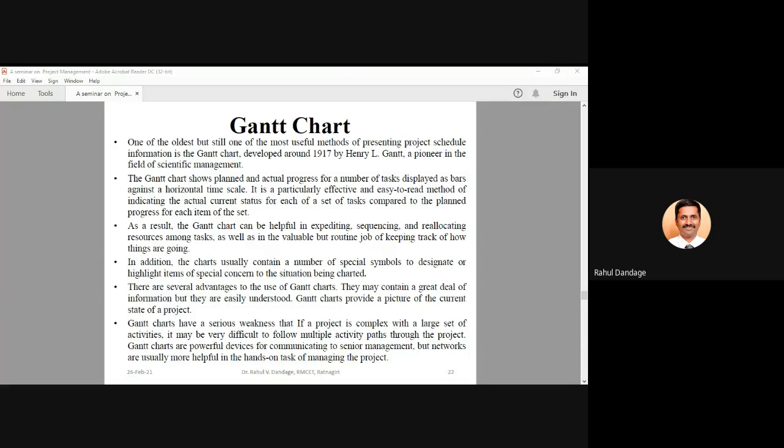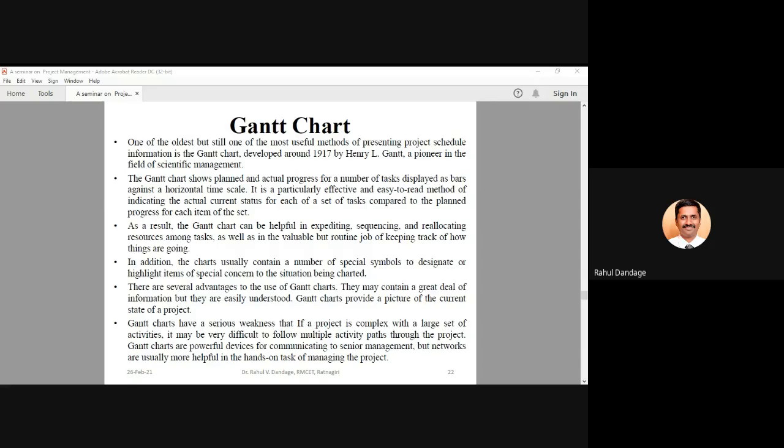So today we are going to understand and discuss 2 points from this module 3. The first point is about a very famous, very popular chart or technique for scheduling, that is the Gantt chart. And secondly, we are going to discuss the project management information system, that is PMIS. So let us focus on the first part.